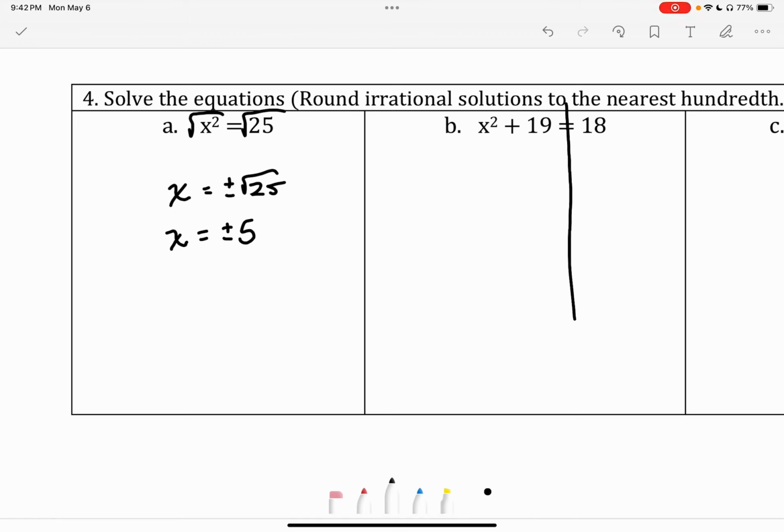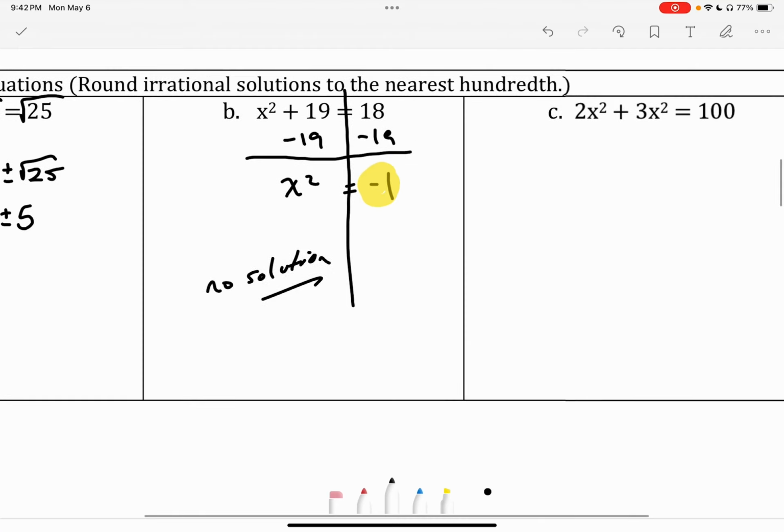In letter B, we have to get the x squared by itself, so we're going to subtract 19 first. So we've got x squared equals -1, and that's where we'll stop, because if we have x squared equals a negative number, it doesn't matter what that number is, we can't solve it. So we just write no solution or no real number and call it good there.